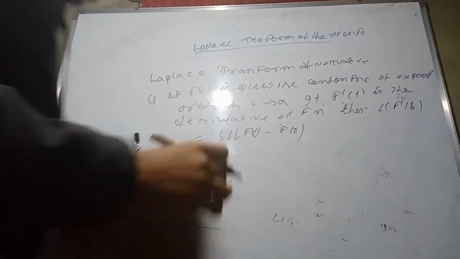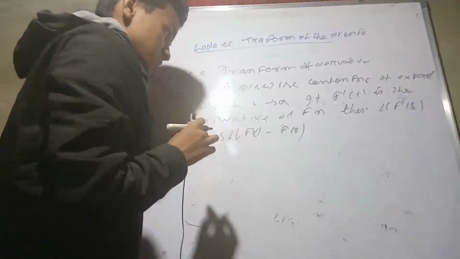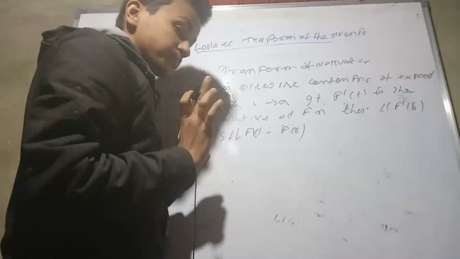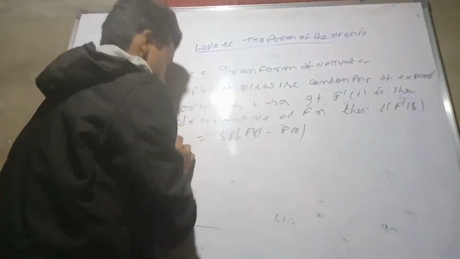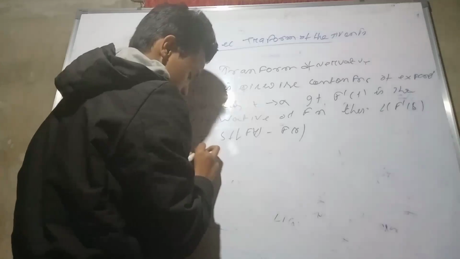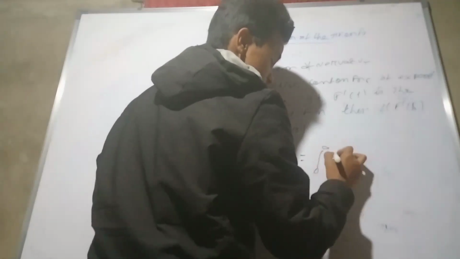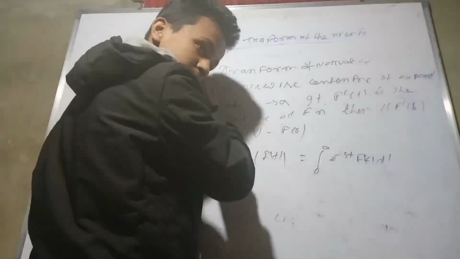So we have seen the Laplace transform of the derivative of a function. Now we can prove it. So let's prove our discussion. We have defined the Laplace transform of derivatives. So proof. We know the Laplace transform of f(t) is the integral from 0 to infinity of e to the power minus st times f(t) dt.